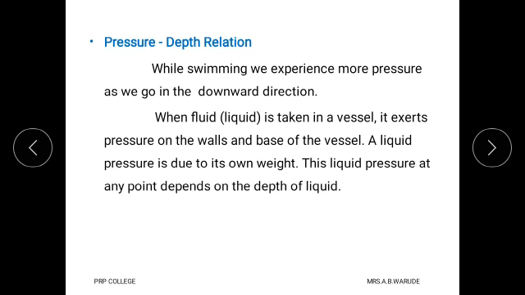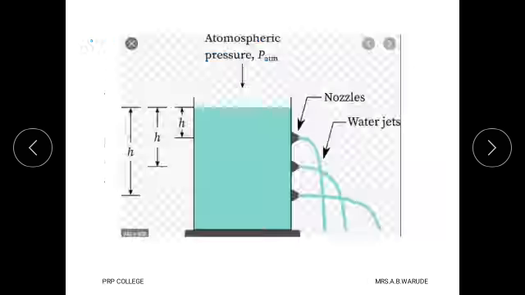Then we see the relation between pressure and height, also called the pressure and depth relation. As we know, while swimming we experience more pressure as we go in the downward direction. When liquid or fluid is taken in a vessel, it exerts pressure on the walls and also on the base of the vessel, and the liquid pressure is due to its own weight, and this liquid pressure at any point depends on the depth of the liquid.